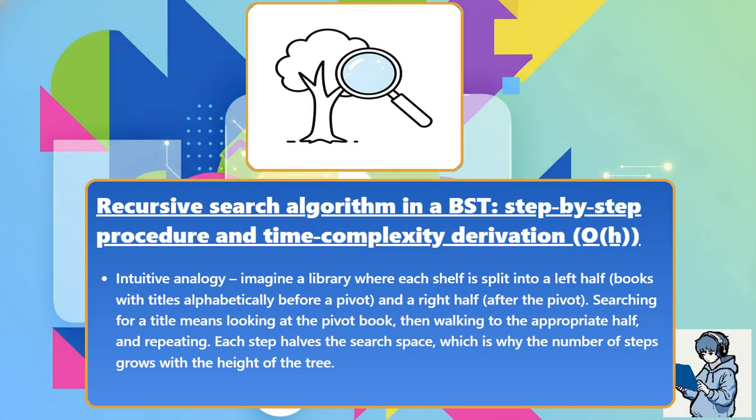Intuitive analogy: imagine a library where each shelf is split into a left half, books with titles alphabetically before a pivot, and a right half after the pivot. Searching for a title means looking at the pivot book, then walking to the appropriate half and repeating. Each step halves the search space, which is why the number of steps grows with the height of the tree.